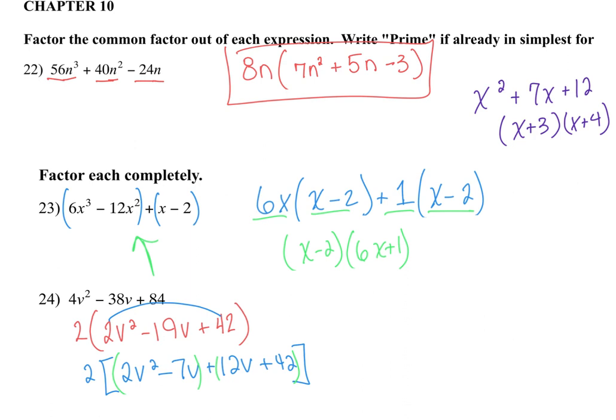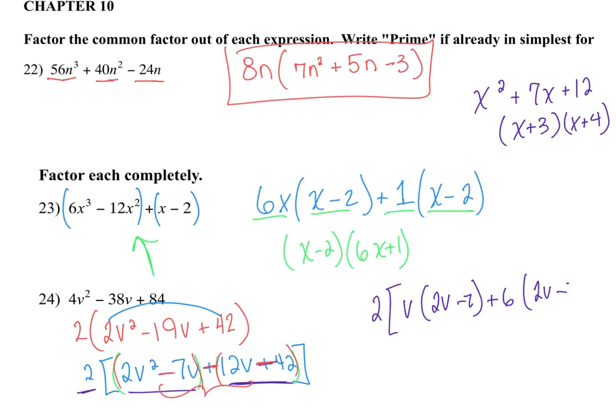Which means I'm going to leave that 2 right here on the outside. Leave that there. I have a v in common here, so I'm going to take the v out. I have a 6 in common here, so I'm going to take the 6 out. And I should have done a minus there, by the way. So 2v. This was a minus, by the way, which means I changed that. Minus 7.